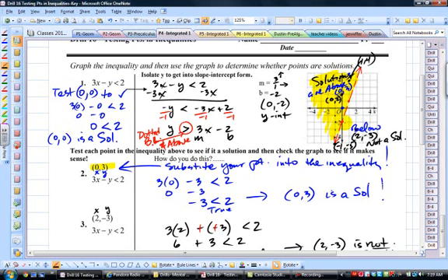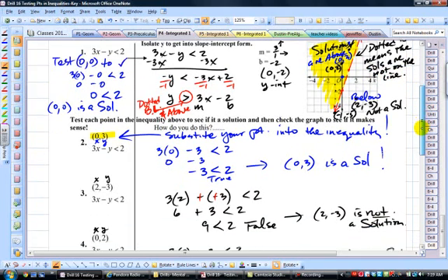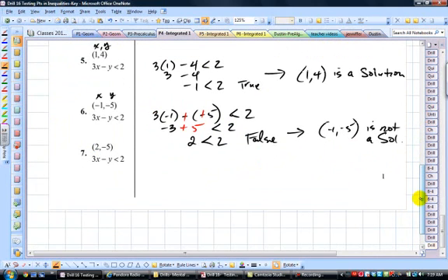See, points that are on the boundary line that aren't solutions cause us to make dotted boundary lines. That's what it means. A dotted boundary line means the solutions are not on the line. They're above. If it's solid, it means the solutions are on the line. But if it's dotted, they're off the line. And that's why this point here is not a solution, because it's on the boundary line. If it was less than or equal to, well, it'd be a solution. We'd make that solid, but it's not.